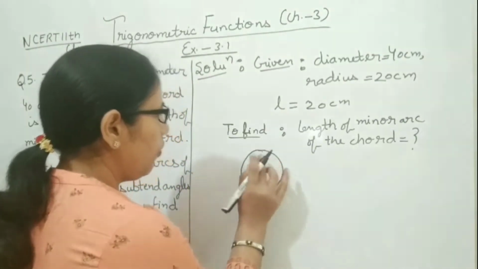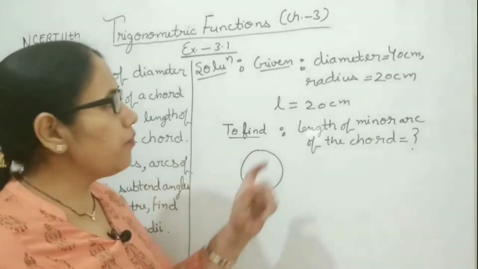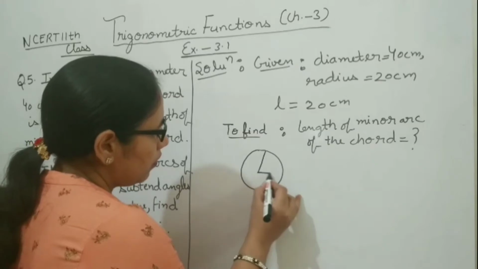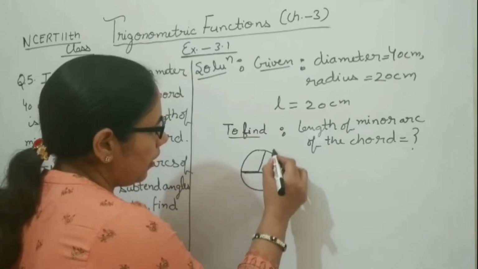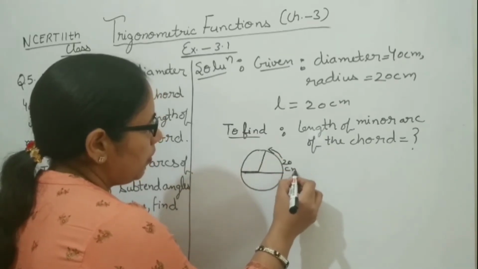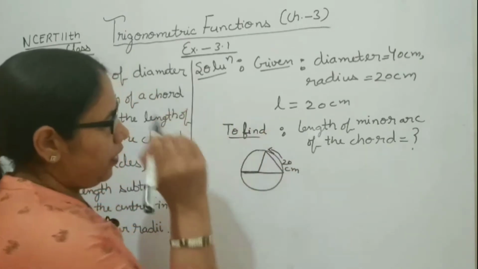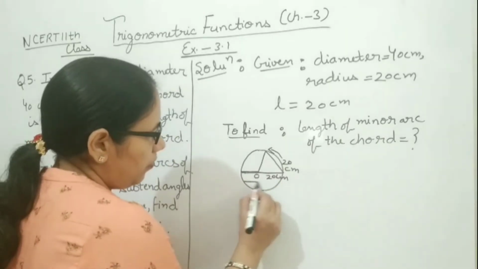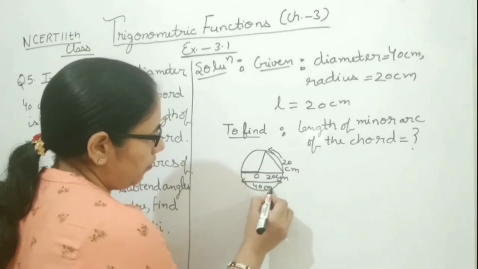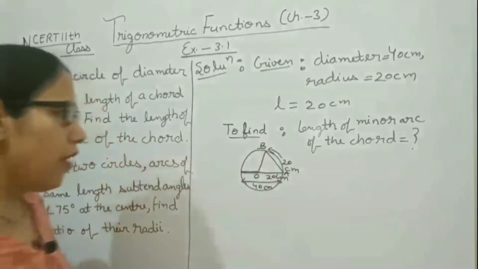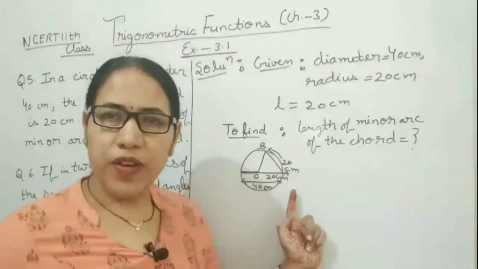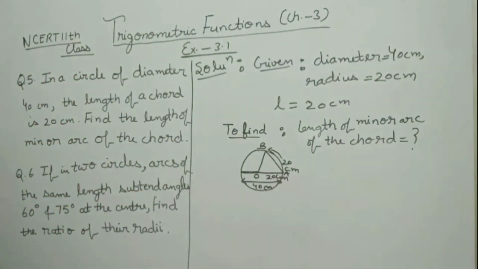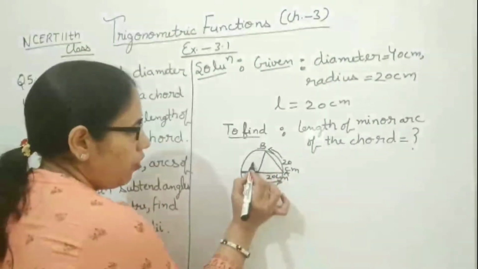First you have to draw the circle and write down the things which I have given to you. Now the length of the chord is given as 20 centimeter. Join this line with this point. This is the center of the circle and the radius will be again 20 centimeter, and this whole length, the diameter, is 40 centimeter. Now you can see that OA equals 20 centimeter, again AB equals 20 centimeter. So this will also be 20 centimeter.